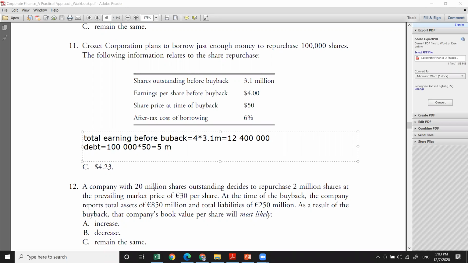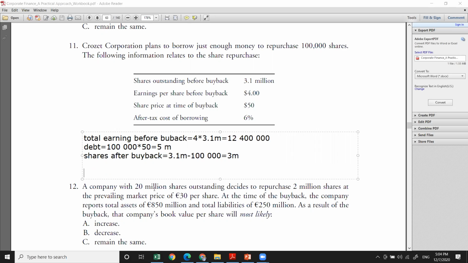Number of shares outstanding after buyback. We had 3.1 million minus 100,000, which means that you will end up with 3 million shares outstanding.